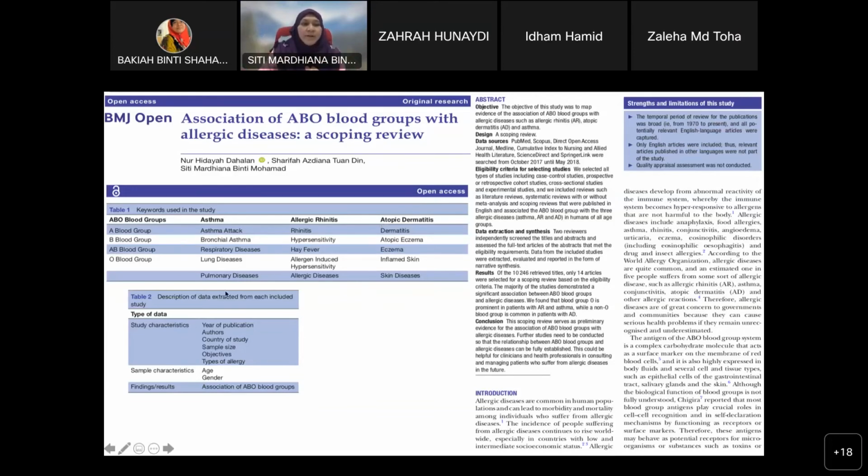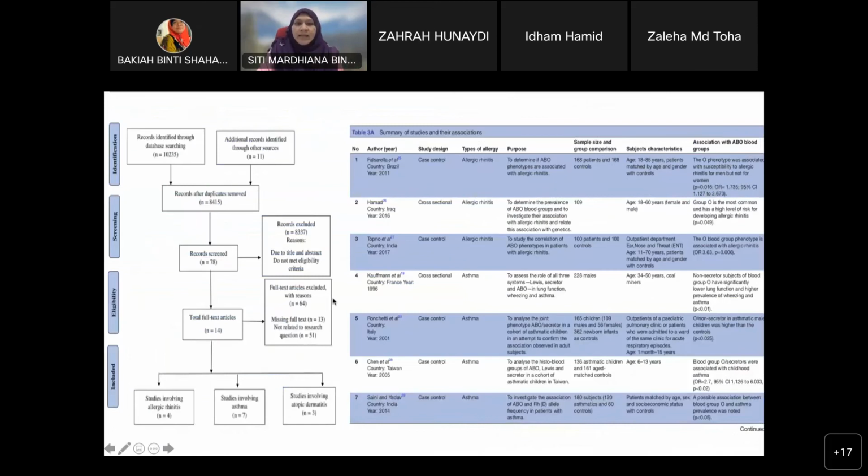And then the description of data extracted, so what we extracted from all the papers. And here you can see the PRISMA 2009 diagram flowchart.